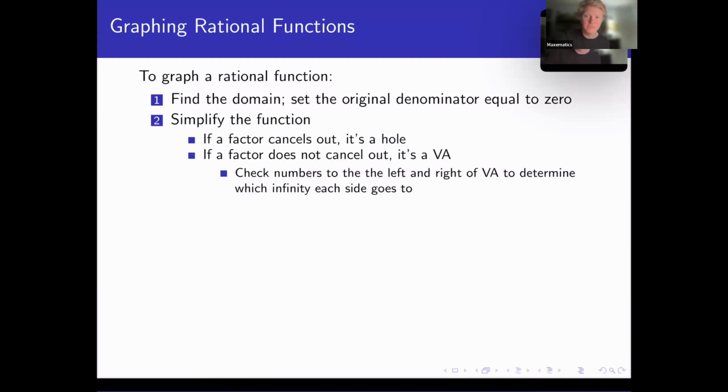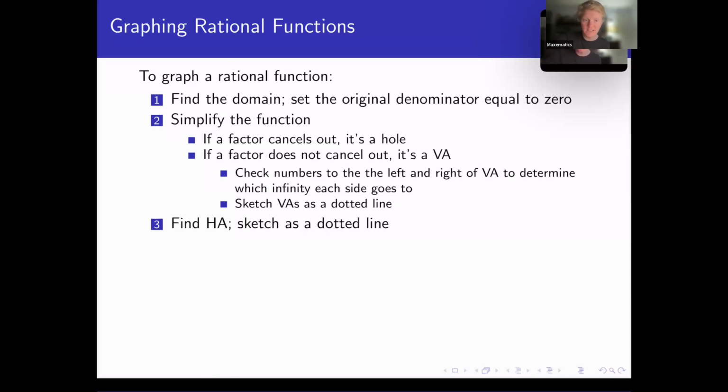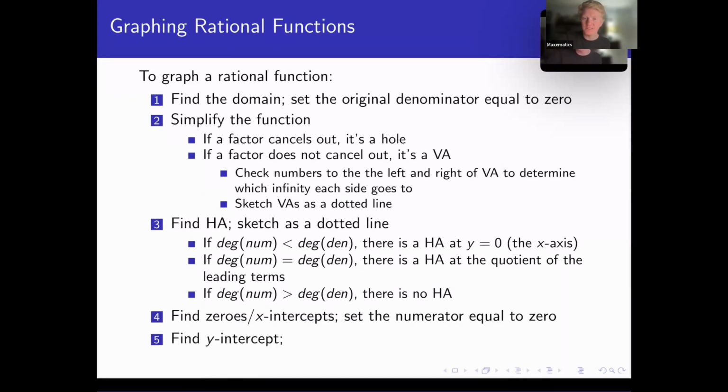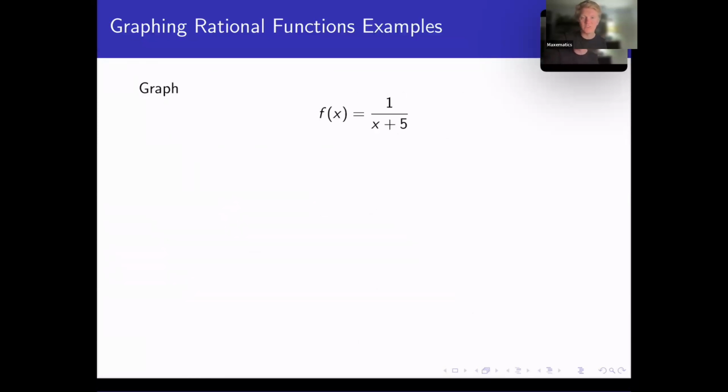And then check numbers to the left and right of that vertical asymptote to determine which infinity each side goes to. And we like to sketch vertical asymptotes as dotted lines. To find horizontal asymptote, we're going to sketch that as a dotted line, but just use the 3 rules that we just talked about. Find zeros and x-intercepts, set the numerator equal to 0, and last but not least, find the y-intercept by setting x equal to 0, right? Come full circle to x and y-intercepts that we've been doing since very early in chapter 2. And we sketch based on all of this information.